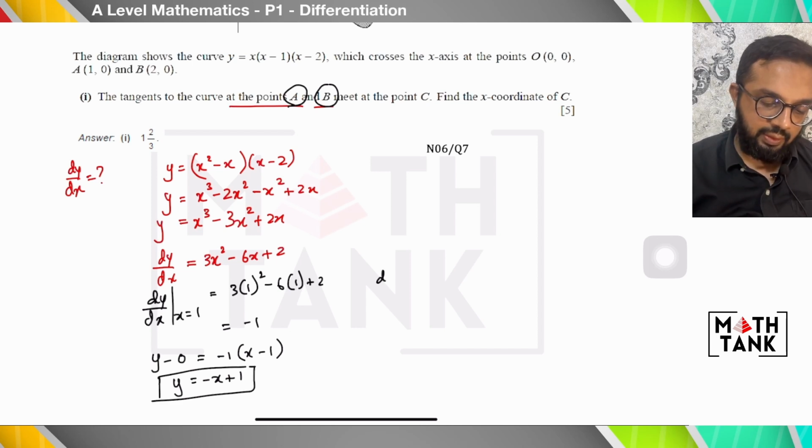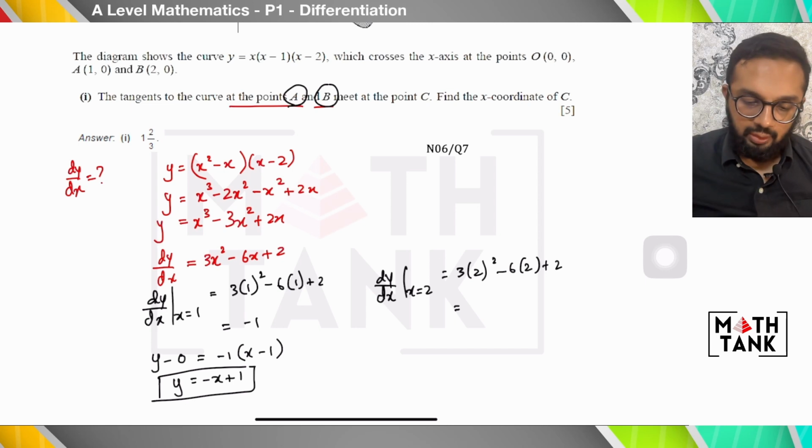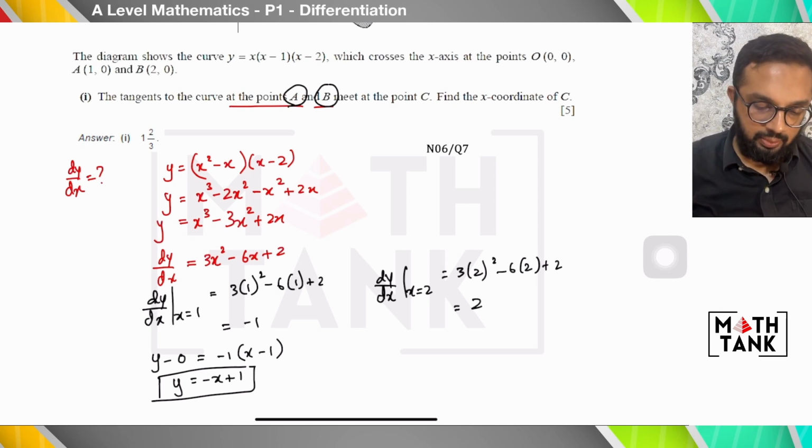For the other equation of the tangent, I'm going to plug in the coordinates of B, which is 2. I get 3 times 2 squared minus 6 times 2 plus 2. Okay, so that gives me 12 minus 12 plus 2. Okay, that gives me 2. So y minus y1 equals m times x minus x1. y equals 2x minus 4.